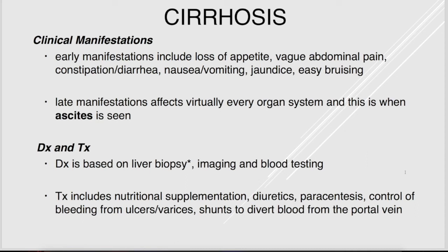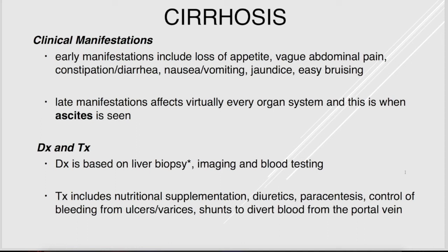So clinical manifestations: abdominal pain, loss of appetite, you'll see jaundice, easy bruising, GI upset, a number of things. Now a late manifestation is ascites, along with compromised organs of basically every other system. And I will show on a couple slides how ascites actually forms.